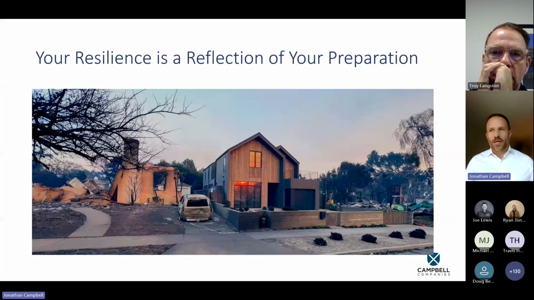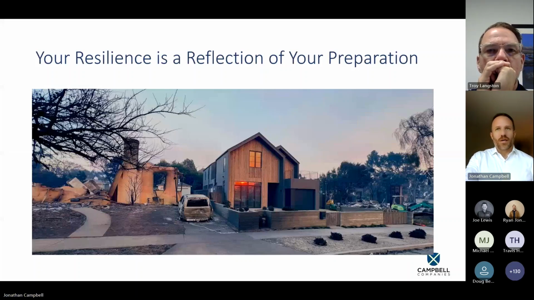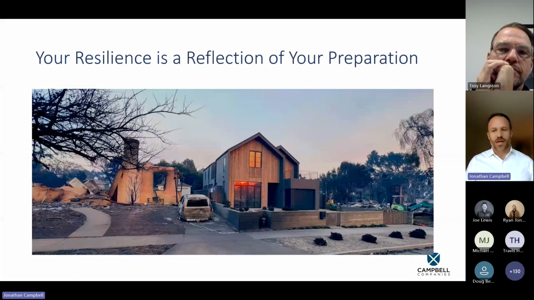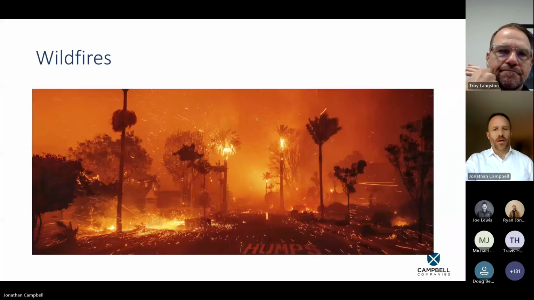And there are a few of these in that LA fire that survived like this because of how they were built. Now, it's also important to note that when the fire's coming, that's not the time to think, okay, now what do I do? The time to prepare passed a long time ago. So we have to stay on top of it or prepare in advance.